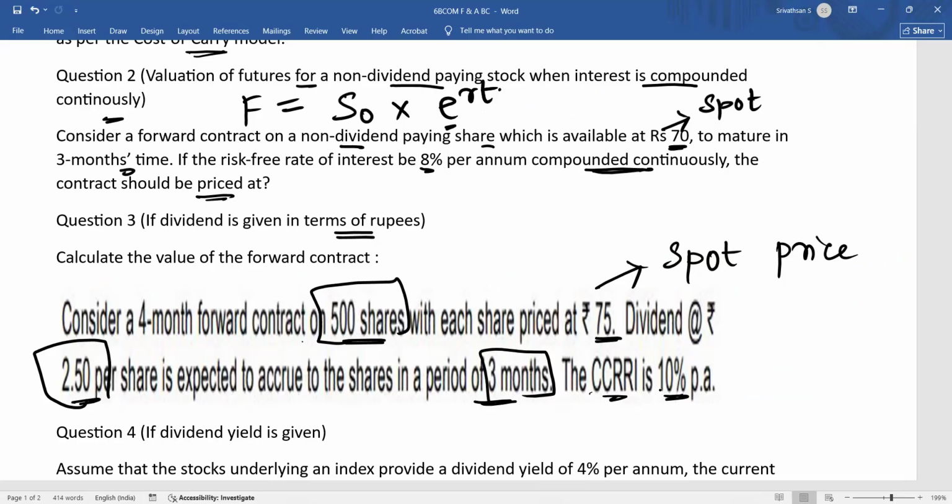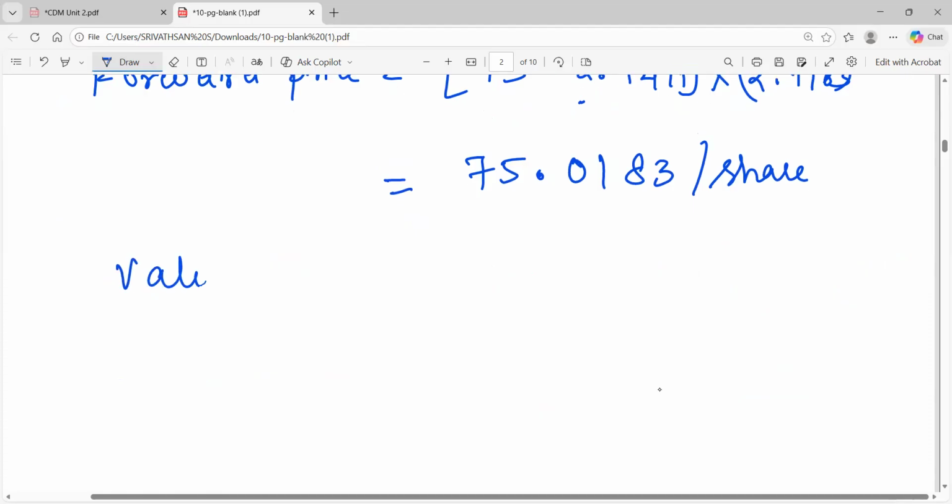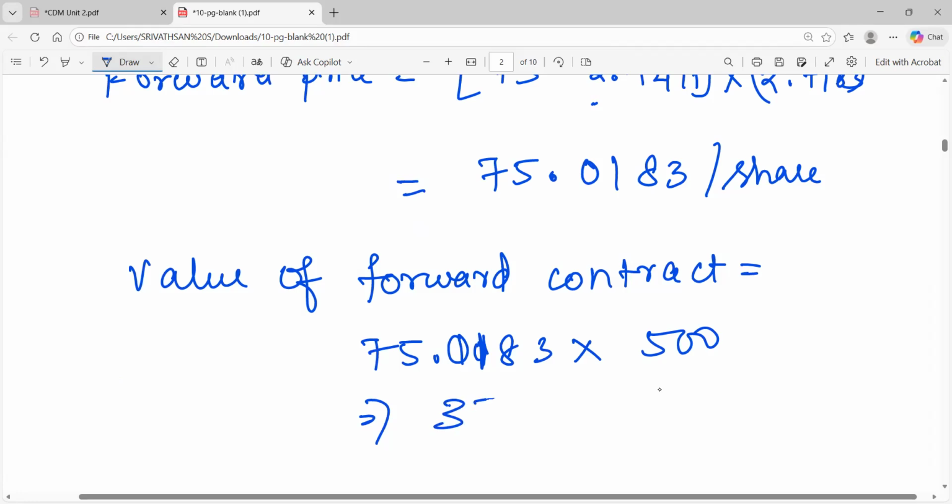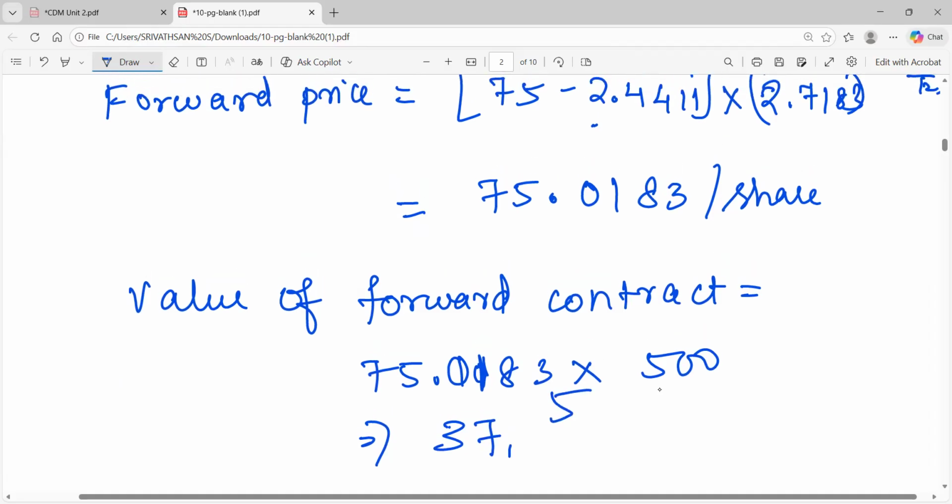But here we are entering into a forward contract on 500 shares. Because if you are entering into a forward or a future contract, you cannot purchase 1 share or 2 shares. You have to purchase in lot size. So the value of the forward contract is 75.0183 multiplied by 500. So what is the total value? 37,509.15.